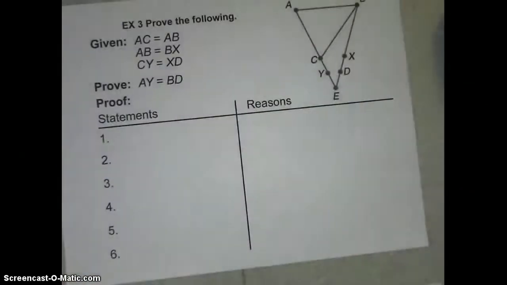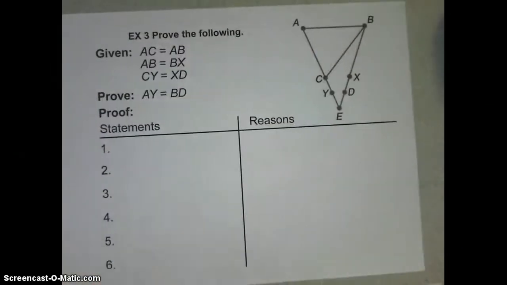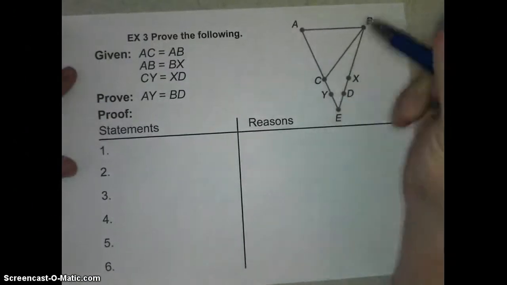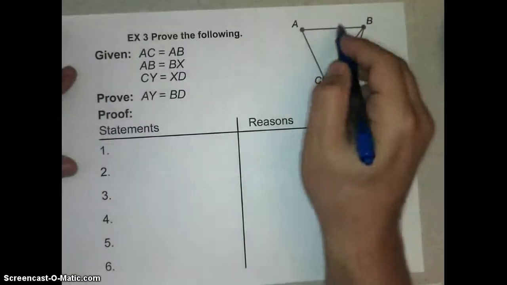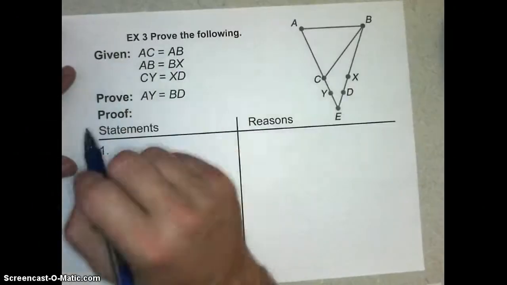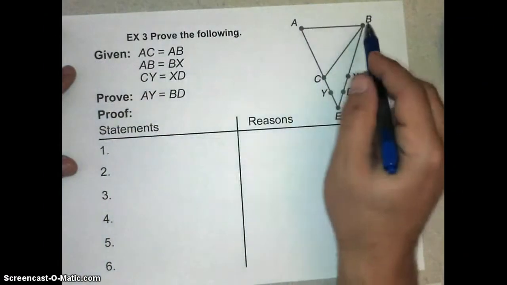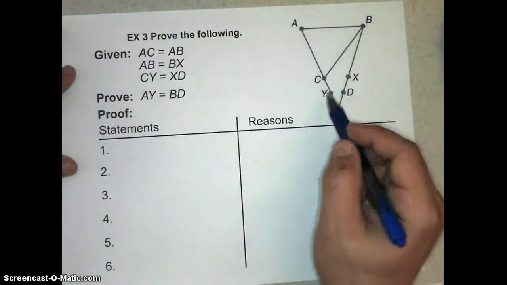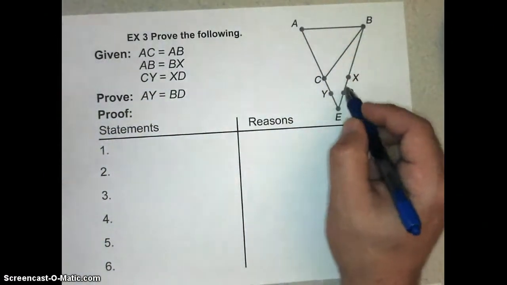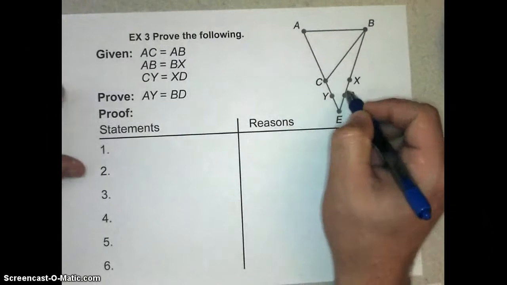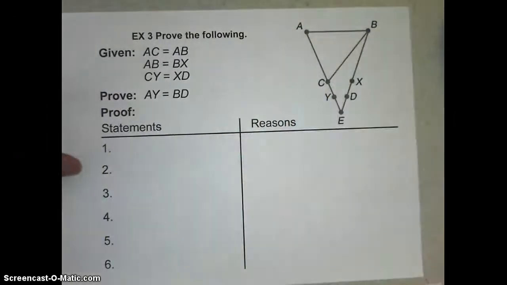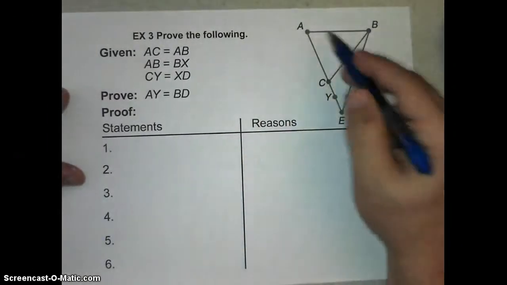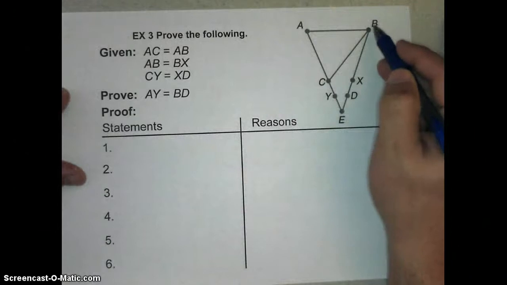All right, one more proof to go. So let's take a look at what we're given in example 3. We are given AC is equal to AB. I don't want to mark them congruent. I'm just going to deal with their equality. AB is equal to BX, and CY is equal to XD. Now, these two smaller segments are not related to these bigger segments. We want to prove that AY equals BD.